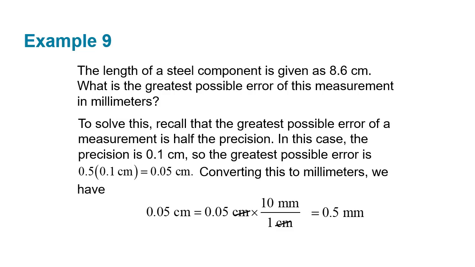Then we convert that to millimeters, knowing that 1 centimeter is 10 millimeters. You do 10 times 0.05, and you get half of a millimeter. So the greatest possible error for this measurement is half of a millimeter. And that's usually what everything's going to be, because wherever you stop, right, the next one down is going to be the next measurement. So it's going to be half of the next measurement.